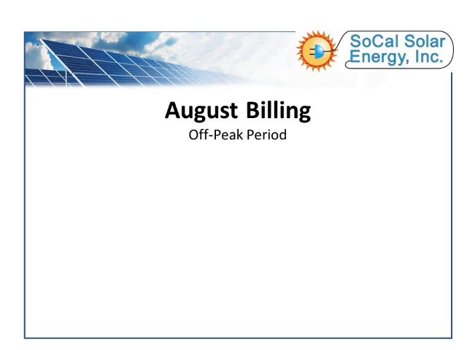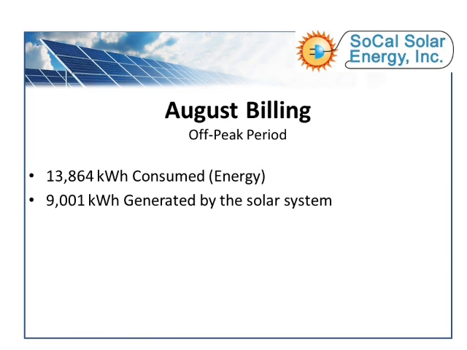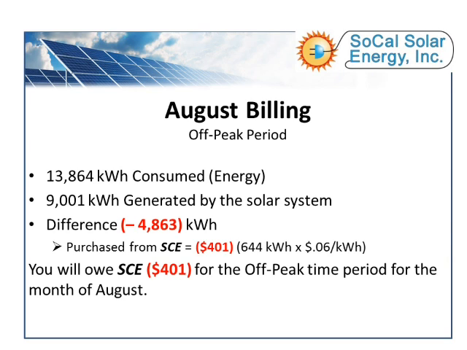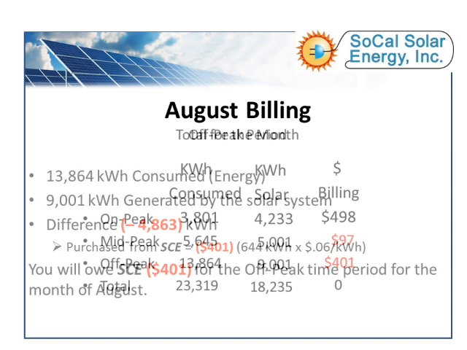Look at the billing for the off-peak period for the month of August with solar. The plant consumed 13,864 kilowatt hours, and the solar system produced 9,001 kilowatt hours, which is 4,863 less kilowatt hours than what was consumed. The rate for the summer off-peak energy is 6 cents a kilowatt hour. The plant will now be debited $401 for the month of August.